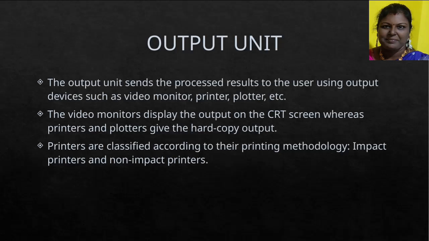Now let's look at the output unit, the part that sends the final processed results to the user. This can happen through various devices like video monitors, printers, or plotters. Video monitors show the output on the screen, while printers and plotters provide a physical, hard copy version. Printers themselves fall into two main categories, based on how they print: impact printers and non-impact printers. Each has its own way of producing the printed output.